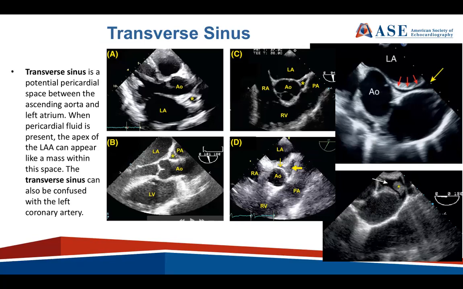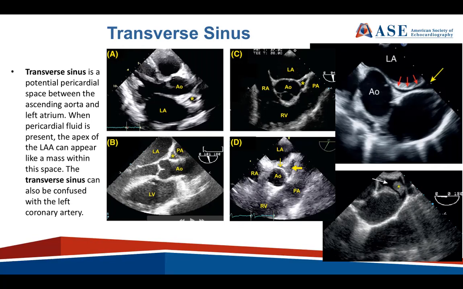The transverse sinus can actually also be confused with the left coronary artery. And so these are a couple examples of the transverse sinus. In figures A, B, and C, you can see the transverse sinus marked with an asterisk. And in figure D, and the top right images and the bottom images, you can see the transverse sinus marked with an arrow.